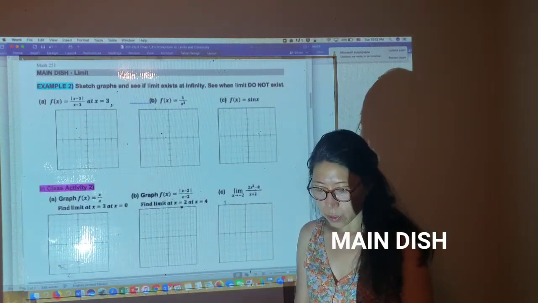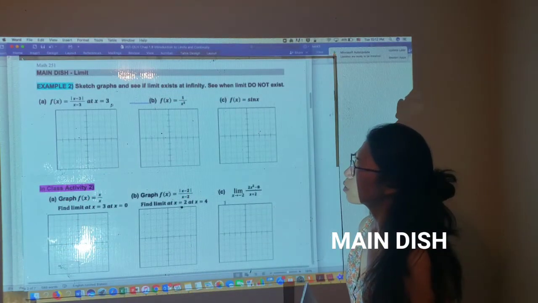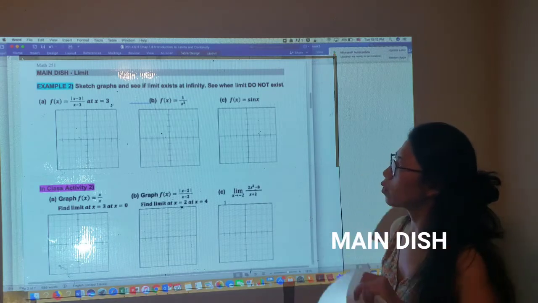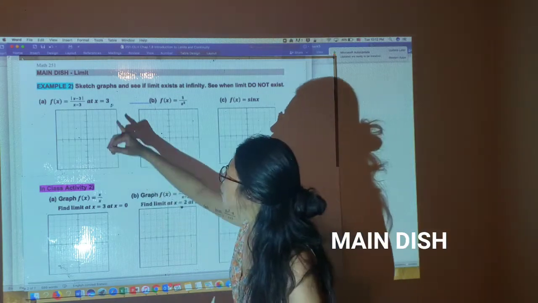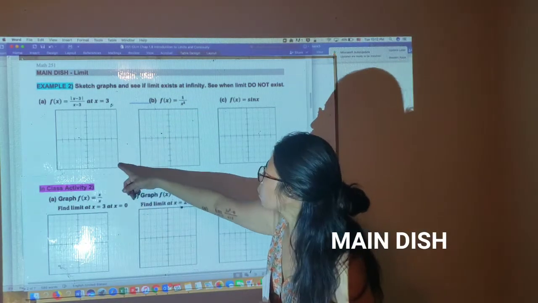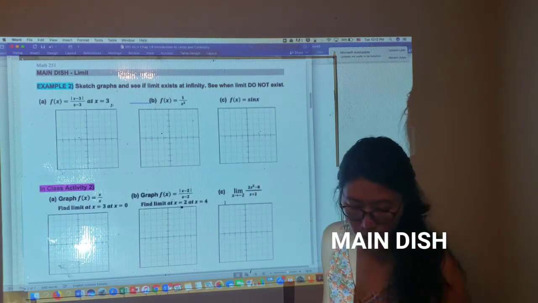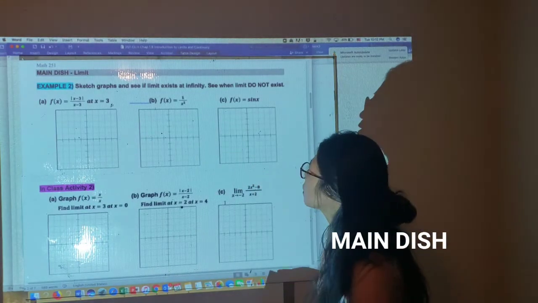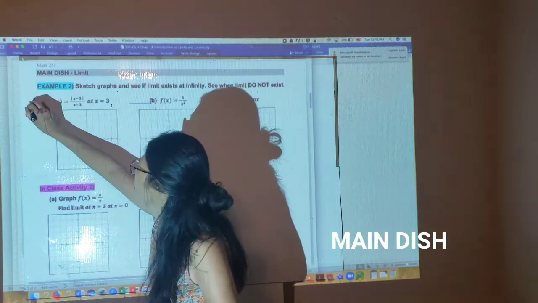Now we are going to have the main dish part. I hope that you understand limits. I'm going to explain a little bit more about the limit here. First, let's see if we can sketch the graph. For the first one, second one, and third one, I will help you to graph. And you will be seeing graphs like this often.